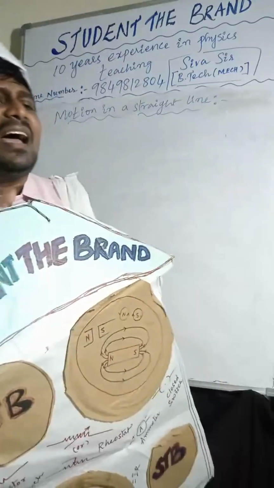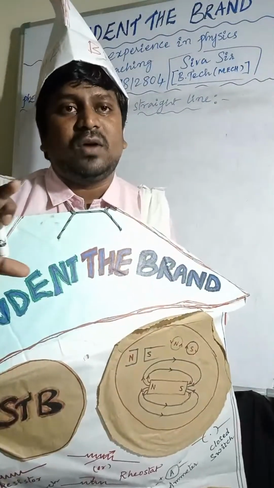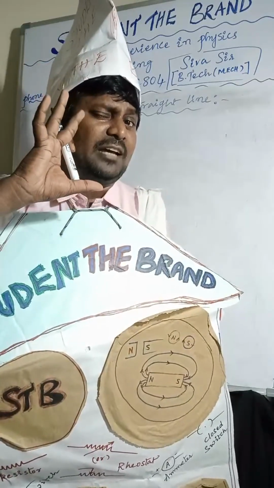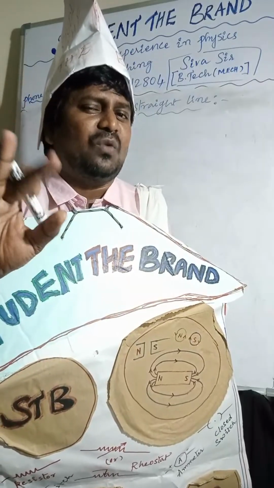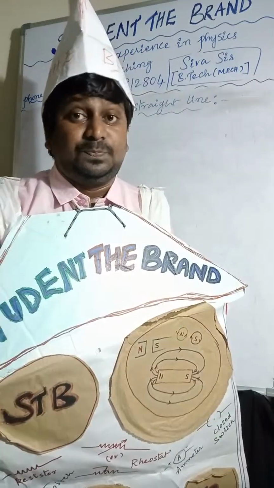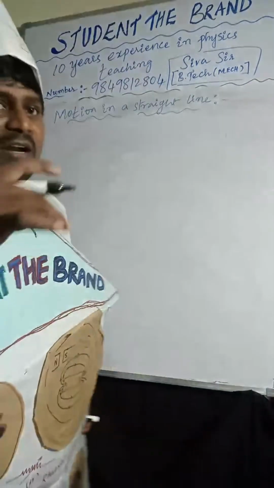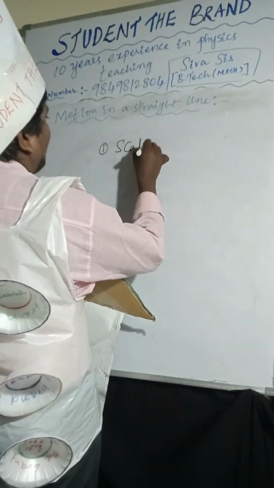A scalar is a physical quantity which has only magnitude. Examples: mass, density, volume. Speed also, which we will discuss next. So that is scalar.